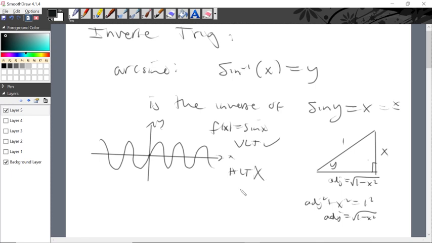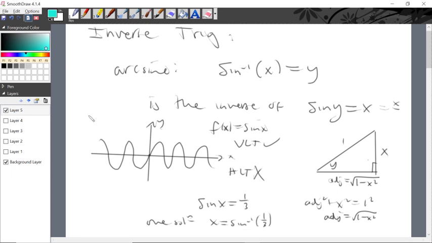It fails the horizontal line test. But if we want to be able to invert this function, which we certainly would if we wanted to solve equations like, let's say, the sine of x is equal to 1/3. What's the value of x that makes this true? Well, one solution to this equation would be that x is equal to the arc sine of 1/3.